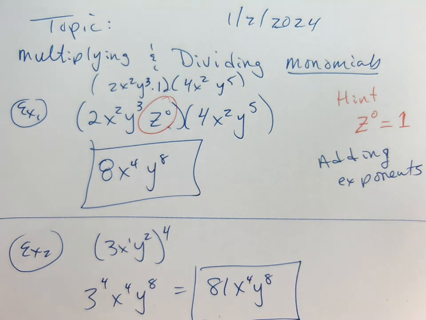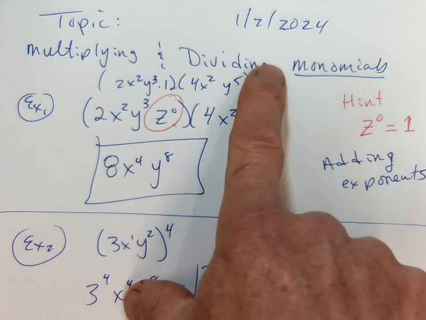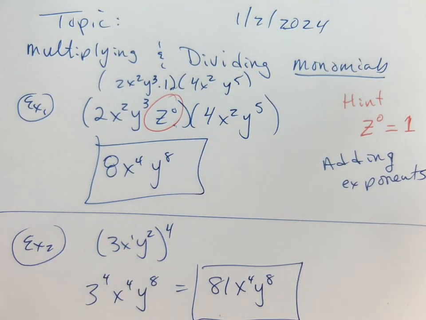Okay, everybody, let's recap the lessons. So today we're going to go back to talking about exponents and monomials. So our topic is multiplying and dividing monomials. I didn't really divide. I think I'll divide tomorrow. So our example, here it is.